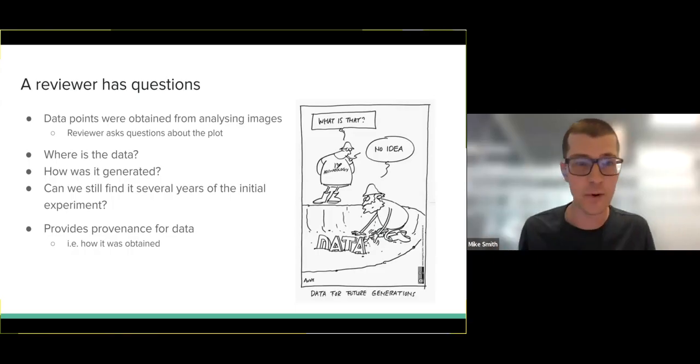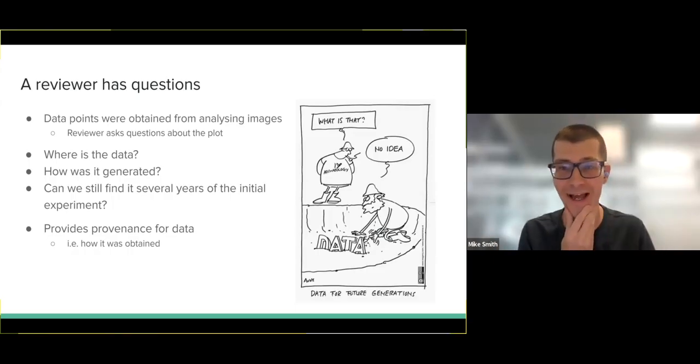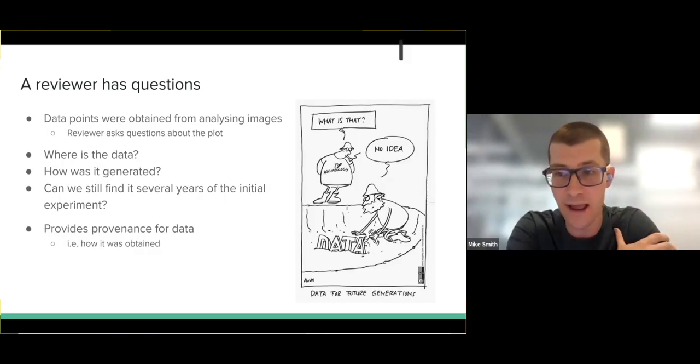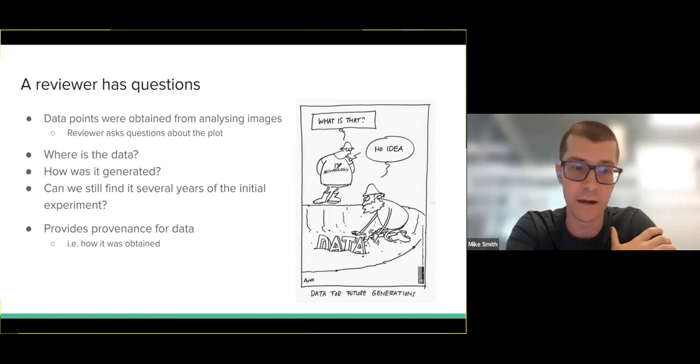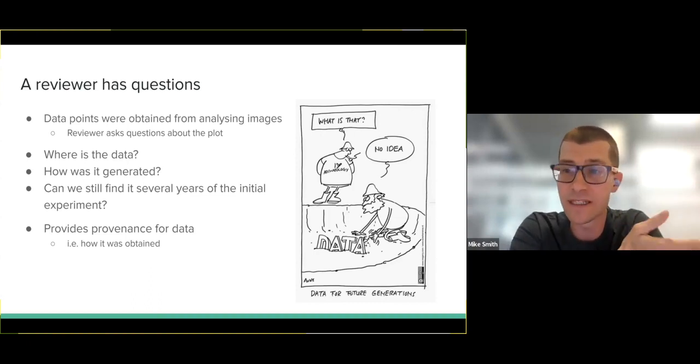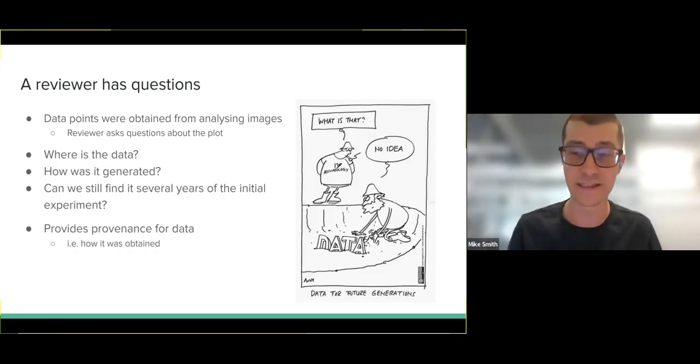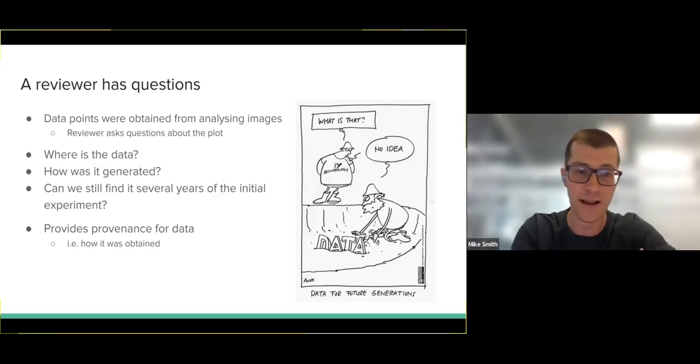Perhaps at the end of a project, you've submitted a paper, and a reviewer comes back with some questions. For example, they look at a plot and they've just got some questions about how that plot was derived, what data underlies it. But this has been several years since the original experiment was done. The paper was published. Maybe people have even left the lab. And you're trying to understand, now you need to answer these questions to get your paper accepted, right?